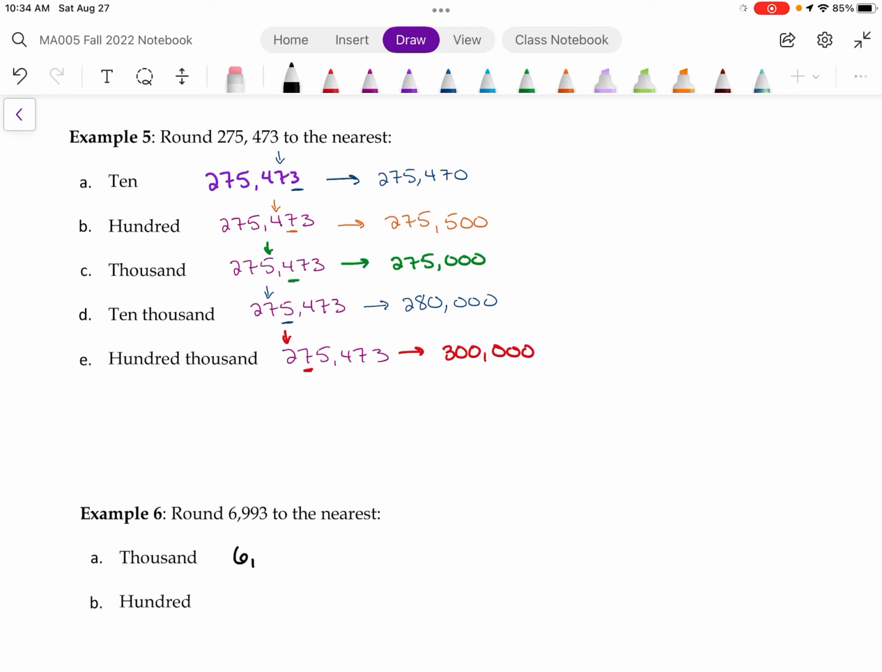So we're going to have 6,993. And we're going to round it first to the nearest 1,000. Okay, so that's how I used to do it. This is my new way. I'm going to point at it to the nearest 1,000. So we want to know what this 9 does to it. Well, of course, it's going to round it up to a 7. So this becomes 7,000.